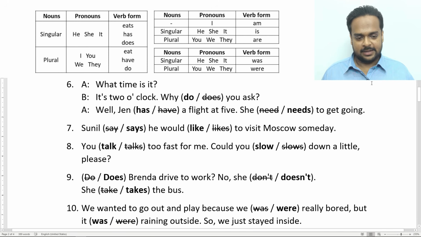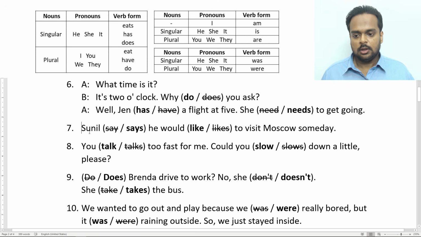All right, here are the answers. In number 6, we have a conversation between 2 people. What time is it? It's 2 o'clock. Why do you ask? Well, Jen has a flight at 5. She needs to get going. Here we've said has and needs because in both cases we have a singular subject. Here Jen is a singular subject and she is a pronoun that refers back to Jen.